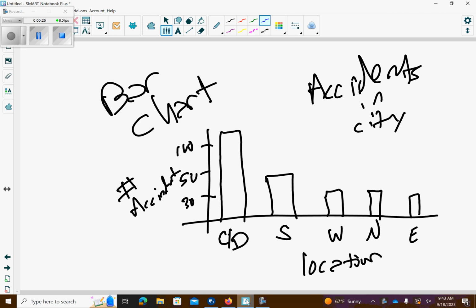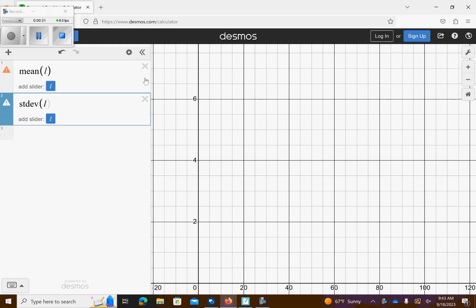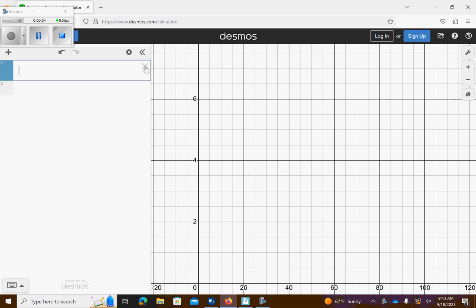So let's go to the box plot. And I'm going to clear this out and jump on Desmos and do all the information I can based on that.